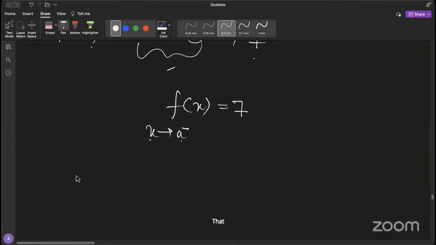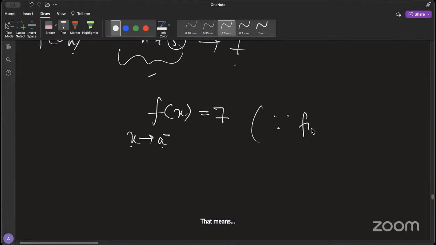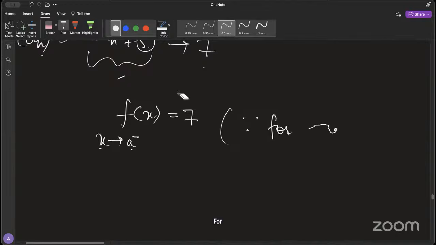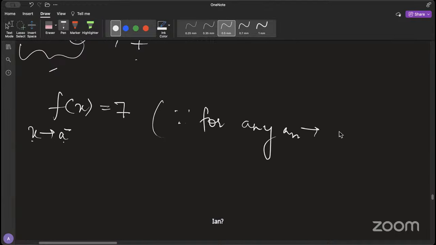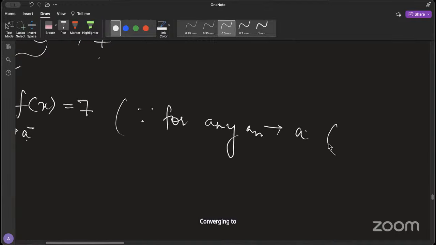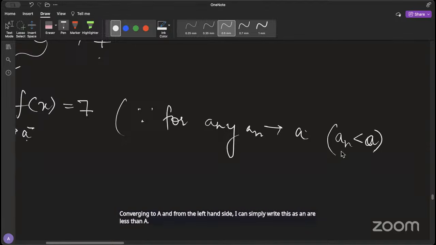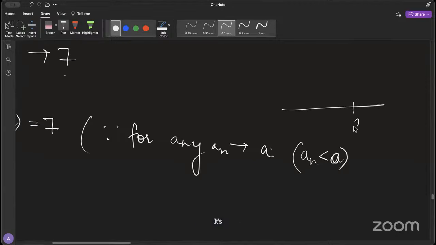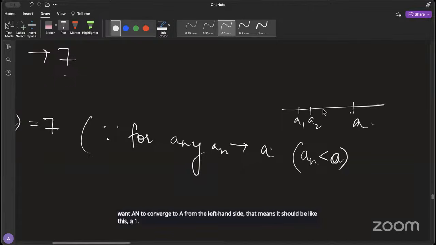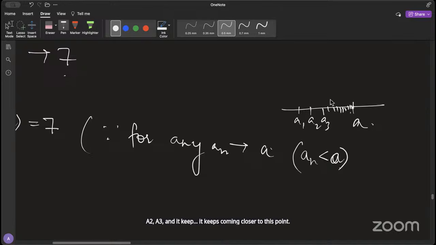That means for any a_n converging to a from the left-hand side, I can simply write this as a_n less than a. If this is your a and I want a_n to converge to a from the left-hand side, it should be like this: a1, a2, a3, and it keeps coming closer to this point from the left side.